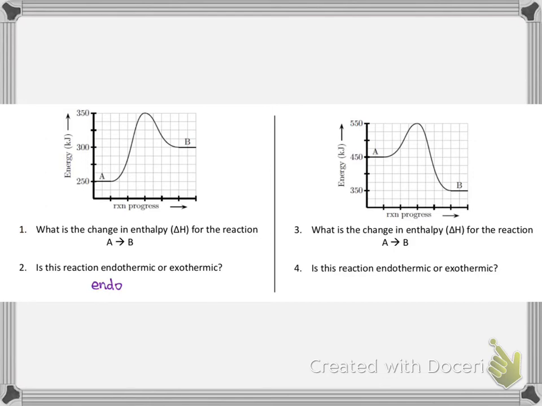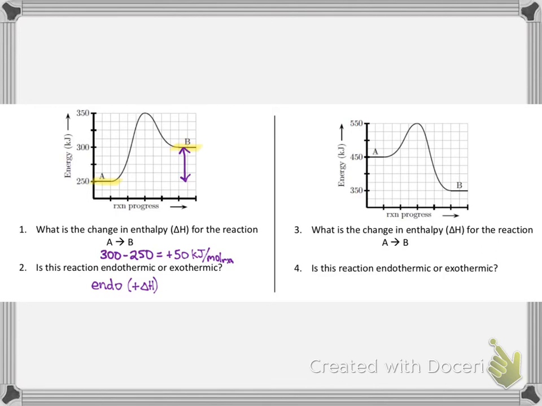Hopefully on this first one, you can tell clearly this is an endothermic process. It's got a positive delta H because the products have a higher potential energy than the reactants do. Well, to figure out the difference in energy, all you have to do is subtract. So notice it ended at 300 kilojoules, but it started at 250. Well, 300 minus 250, that is just 50 kilojoules, which means it's positive 50 kilojoules per mole reaction.